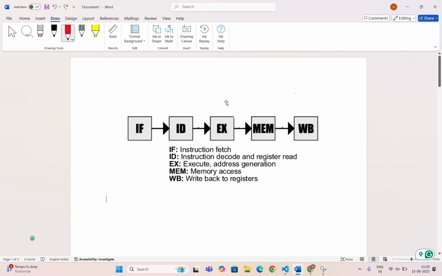Pipelining means that while one instruction is in the first stage, at the next clock the first instruction goes to the second stage and the second instruction goes to the first stage. At the next clock, the first instruction goes to the third stage, the second instruction comes into the second stage, and the third instruction comes into the first stage. This is what pipelining is, and it helps in increasing the CPU throughput.